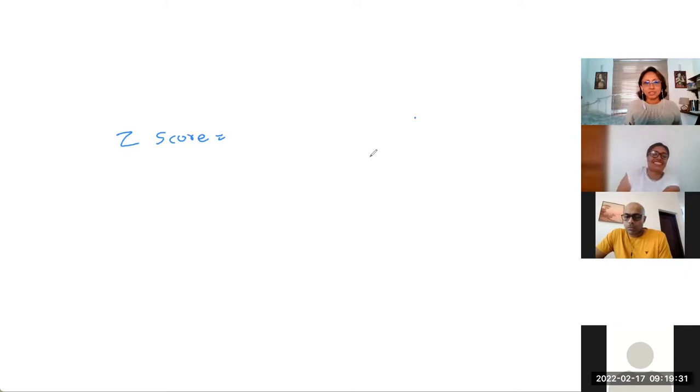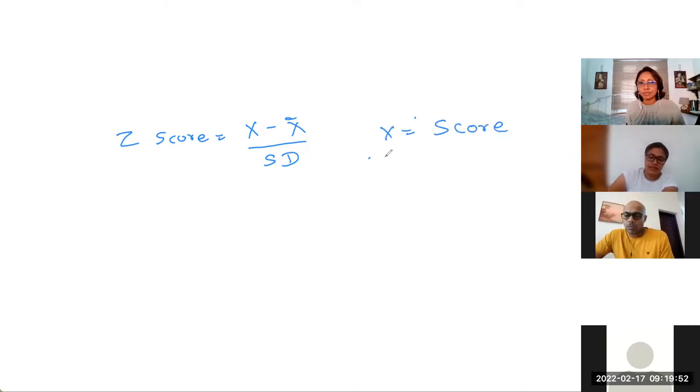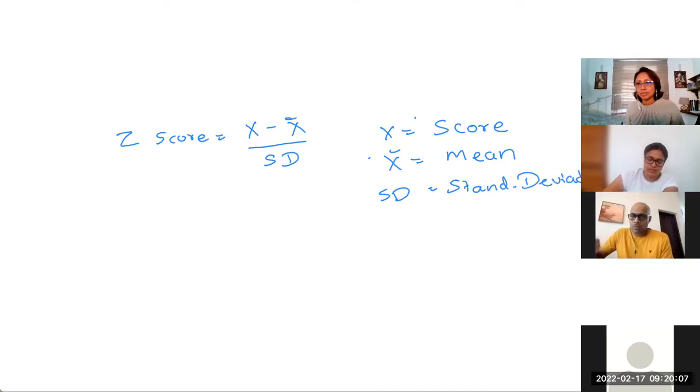That's all right. We'll just put in the formula: x minus x bar divided by the standard deviation. This is basically how we calculate the Z score. So here, what is x? x is the score. x bar is the mean of that particular set of scores. And s is the calculated standard deviation.